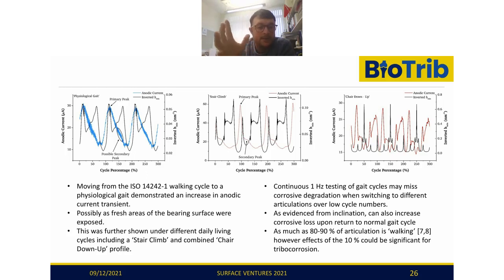You get a bedding in and your interfaces become more conforming. But as soon as you move to these higher activity profiles, or you start to change your daily living activities, you're moving into areas of material which are not bedded in, and you're depassivating fresh areas of material where you probably don't have this tribofilm formation. You don't have the surfaces that are bedded in, so you don't have the enhanced lubrication. As a result, we see that you get these higher currents generated.